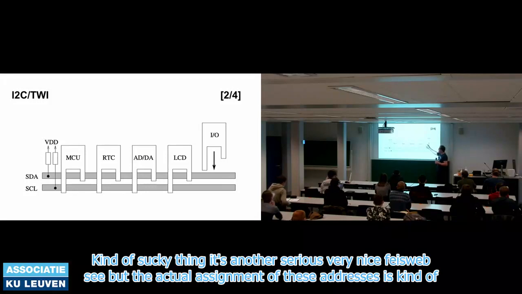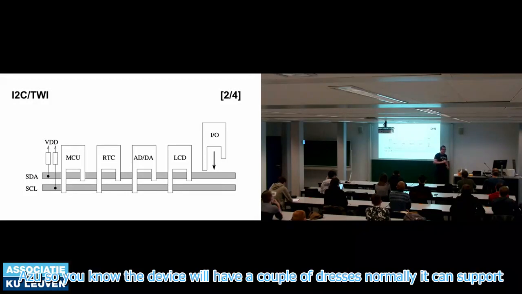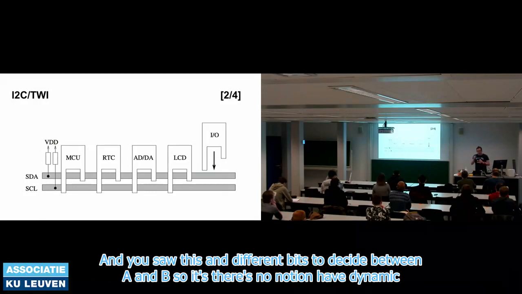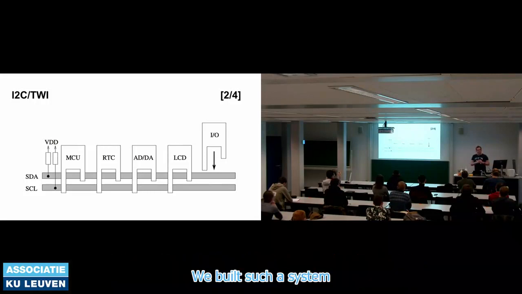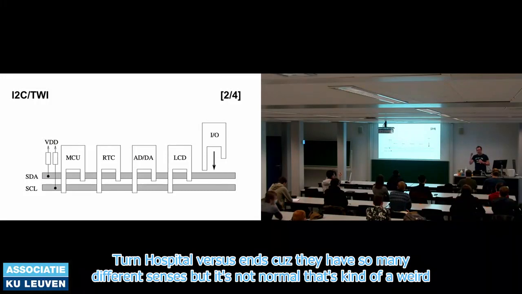Kind of sucky thing. So the theory is very nice for I2C, but the actual assignment of these addresses is kind of a zoo. So, you know, the device will have a couple addresses normally it can support, and you'll solder some different bits to decide between A and B. So there's no notion here of dynamic I2C addressing. It's not like DHCP where you can all get your own session address or something like that. We've built such a system for our spin-off VersaSense because they have so many different sensors. But it's not normal. That's kind of a weird thing to do.